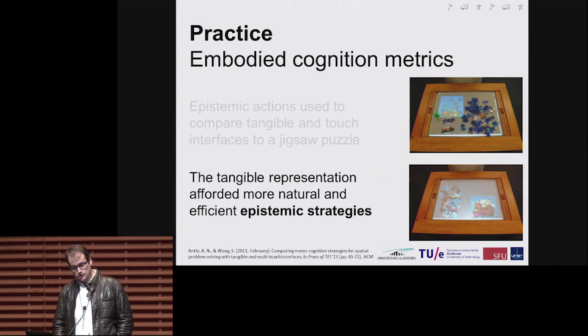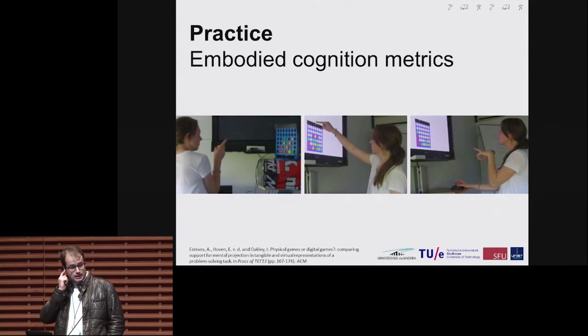So while Kirsh used this idea in a purely digital game, Tetris, Antle et al. was arguably the first to apply it to tangible interaction, using epistemic action as a metric to quantify task performance in tangible and touch interfaces to a jigsaw puzzle, and she did it using a video coding analysis. And she came to the conclusion that the tangible representation afforded more natural and efficient epistemic strategies, such as clustering pieces together to improve visual search later on, and also observed that users would use the elevated edges of the board game to actually frame their puzzle as they were solving it.